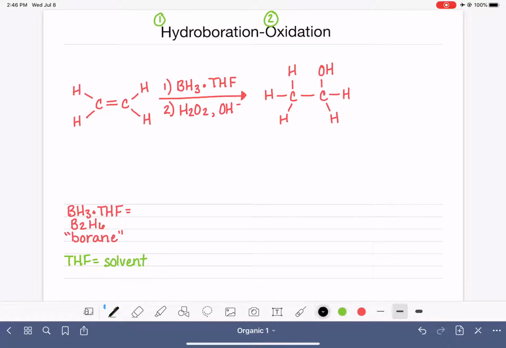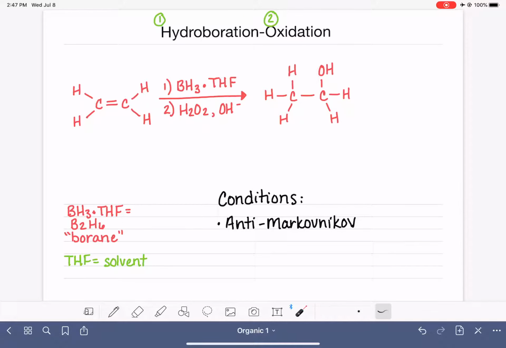Let's look at the conditions of this reaction, because this reaction is actually kind of unique in terms of its conditions. So first of all, number one, this is an anti-Markovnikov reaction. The only other time we've seen an anti-Markovnikov reaction, it also used H2O2. So you should be getting the idea that H2O2 is going to be associated with anti-Markovnikov addition.